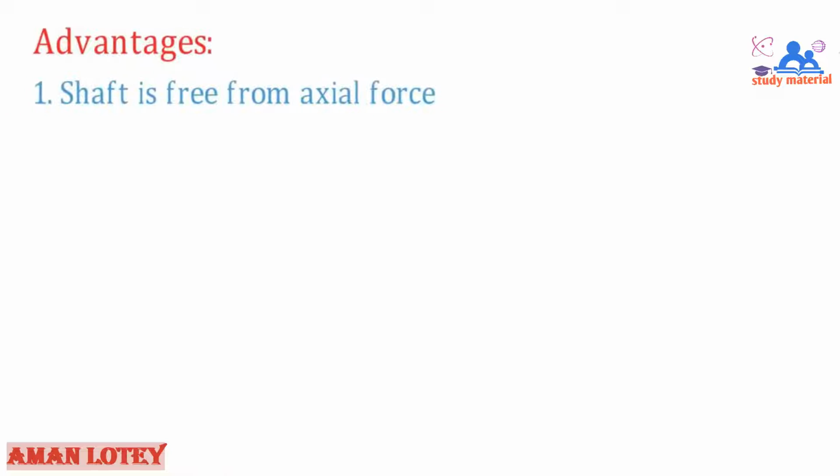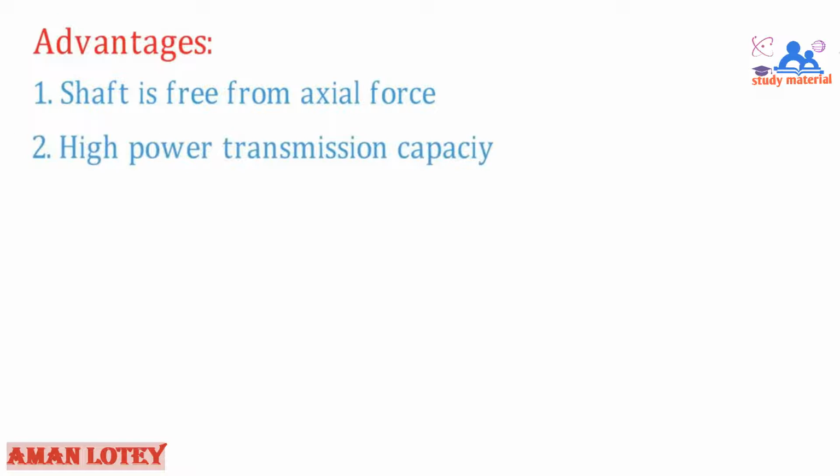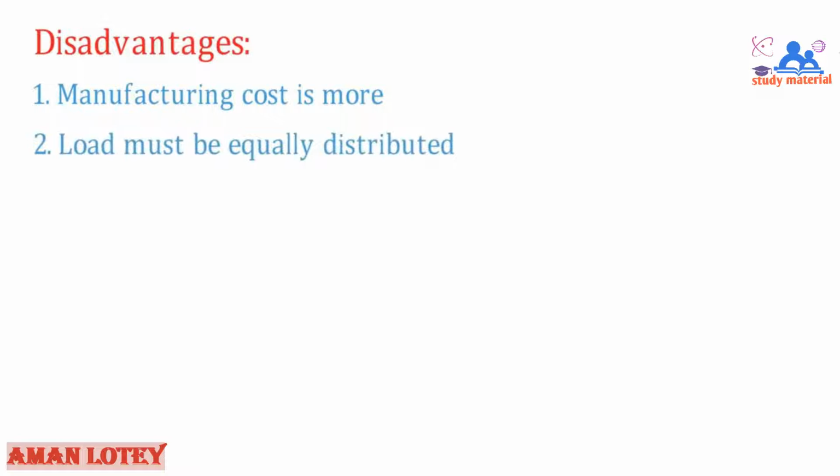Advantages: two opposite axial forces will nullify each other and the shaft is free from axial force. Due to double helical teeth, power transmission capacity is high. Next point, disadvantages. Due to double helical teeth, manufacturing cost is more than helical gears. Balancing of thrust force depends upon equal distribution of load on right and left part of gear.